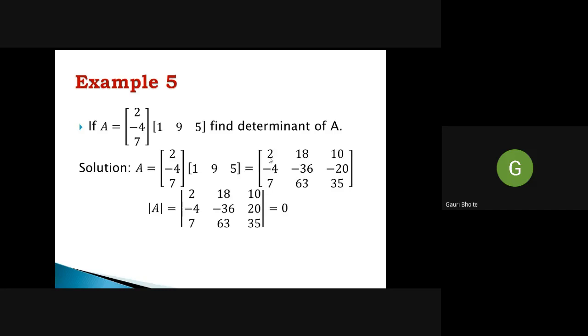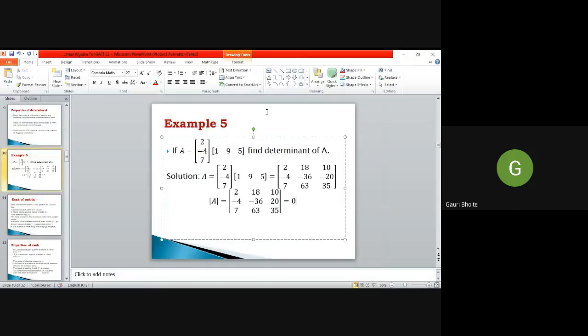So all these three rows are multiples of each other, and we see the property: if two rows are multiples of each other, its determinant is 0. So therefore the determinant of this matrix is 0. Understand what the property is: for a 3 by 3 determinant, if any two rows are identical or multiples of each other, then its determinant is 0.